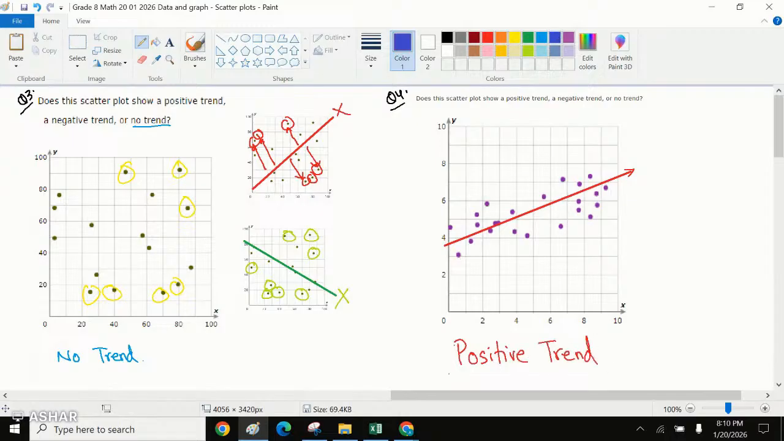That means if the value of x was increasing, the y is also increasing. Okay. If the value of x is increasing, then the same thing happens to y. Y is also increasing. In a positive trend, both the variables will increase. But in a negative trend, if one variable is increasing, the other variable is decreasing. Okay, is this clear?